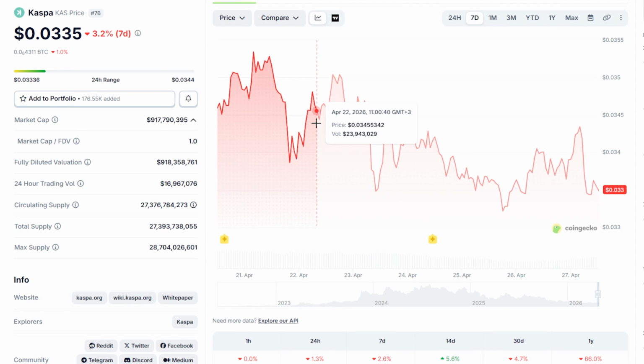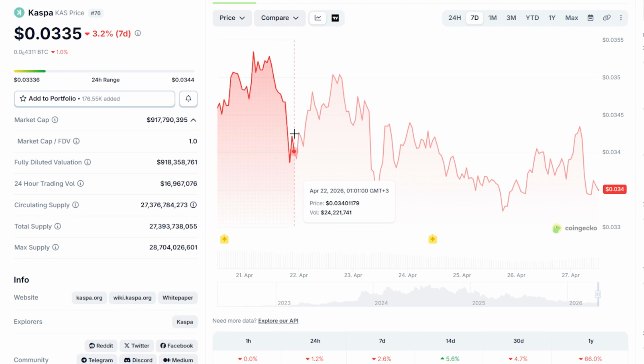Final structure. KASPA is currently in a state of liquidity balance, volatility compression, structural tension. This is not an action phase. This is the phase before action. These moments often get ignored because they look boring, but they are exactly where strong moves begin. The key factor remains unchanged. Range $0.033 to $0.040. As long as price is inside, the market is preparing. But once it breaks out, the move will be fast, directional, volatile, and that moment will define the next phase.